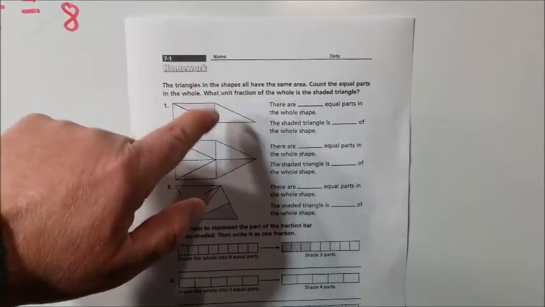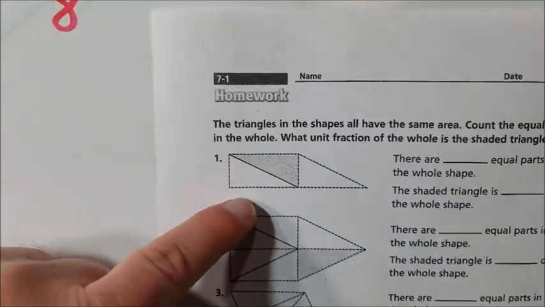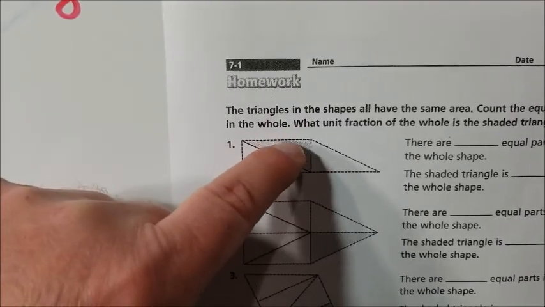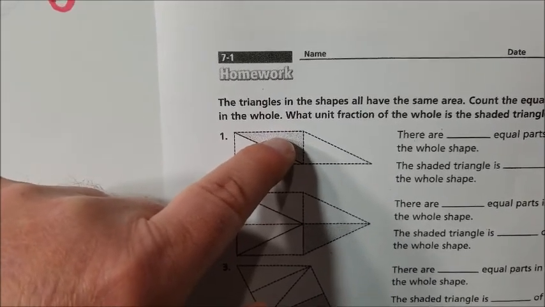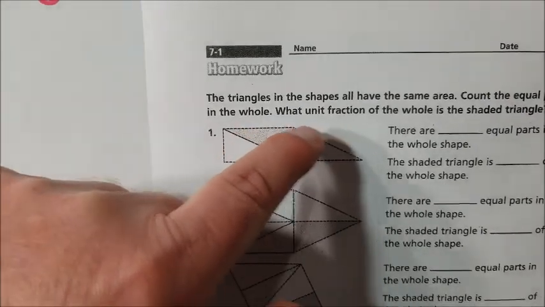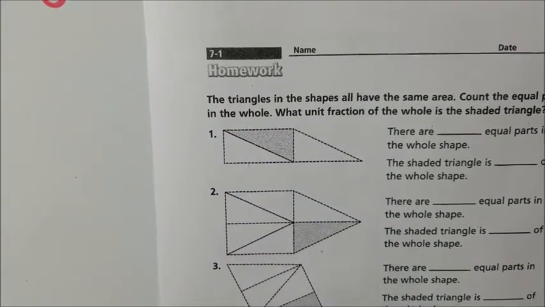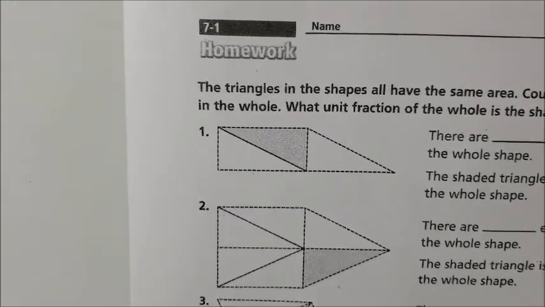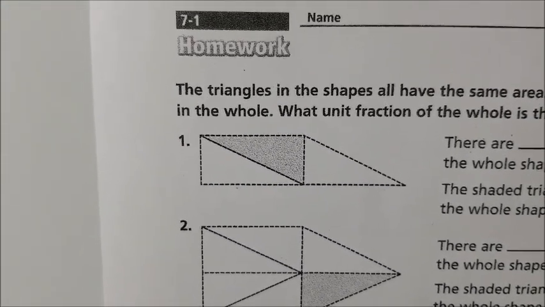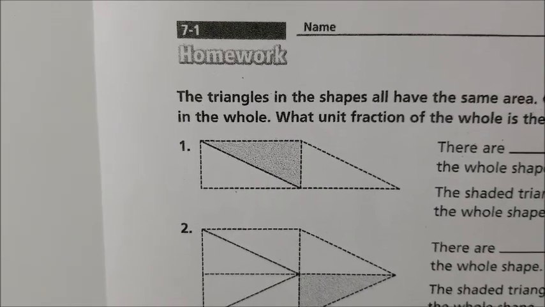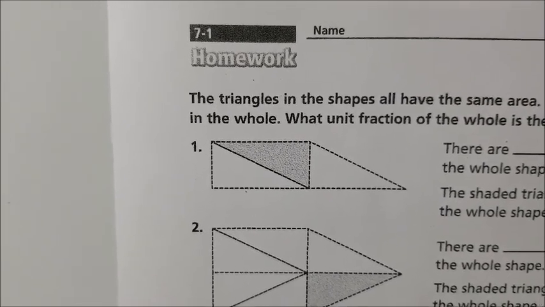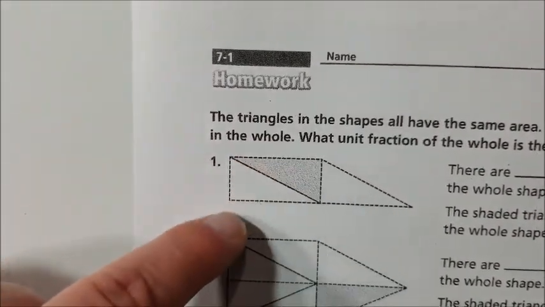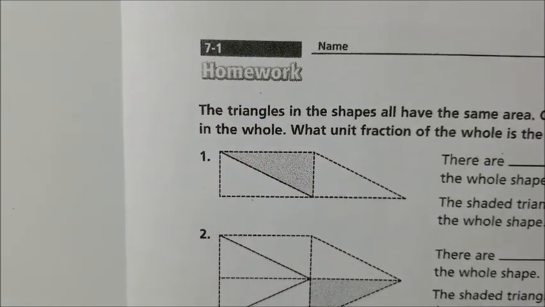1, 2, 3. 3 equal slices, right? So that means we have 1, 2, 3. So we have 1 here that's shaded. So that's 1 out of 1, 2, 3. 1 out of 3 pieces. There's a total of 3 pieces. We're counting 1 here. We're counting 1 piece. 1 out of 3 pieces.